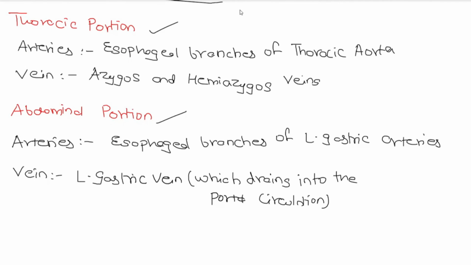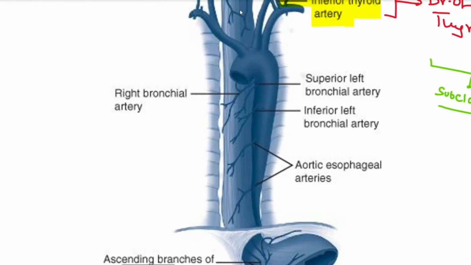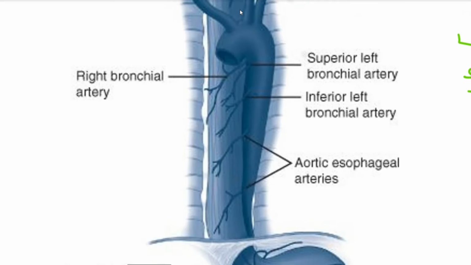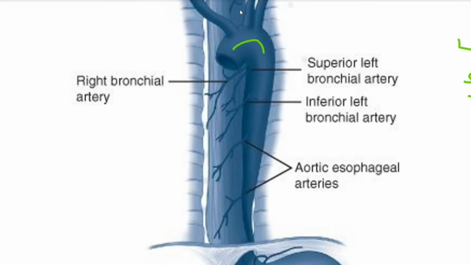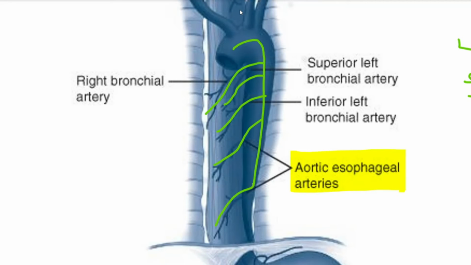Then the thoracic portion of the esophagus is supplied by the arteries via the esophageal branches of the thoracic aorta, whereas the venous drainage is by the azygous and the hemiazygous system, that is the azygous and hemiazygous veins. So here in this diagram you can note that we have the descending part of the thoracic aorta, and it gives off the branches to the esophagus, and these are known as the esophageal branches of the thoracic aorta. So here we have the aortic esophageal arteries.